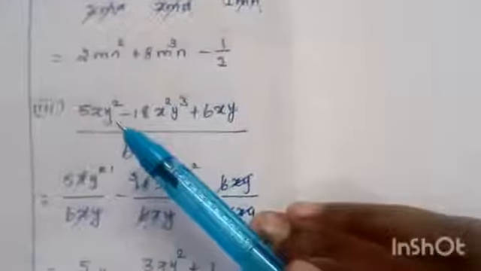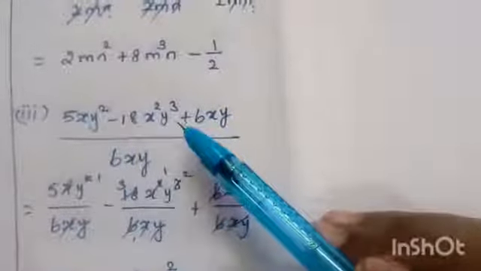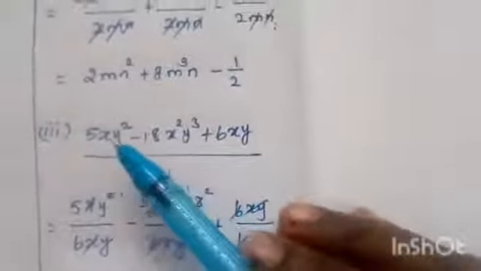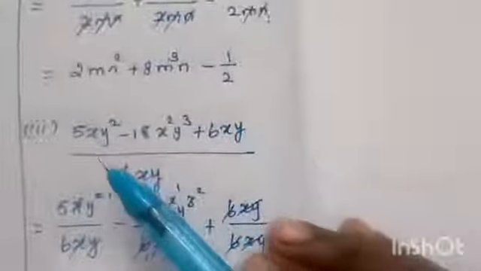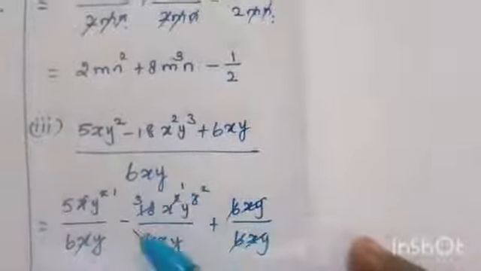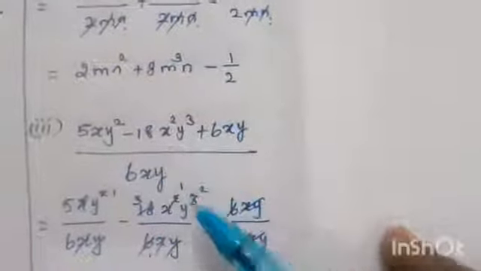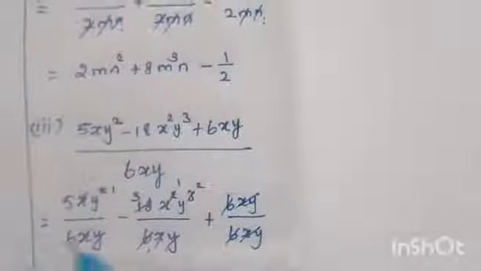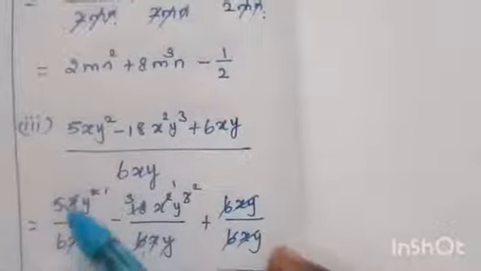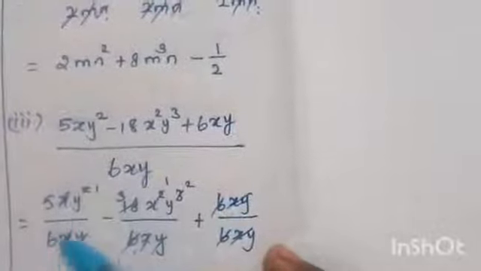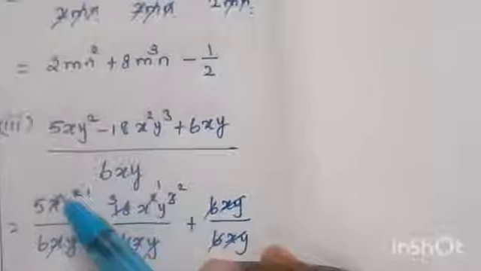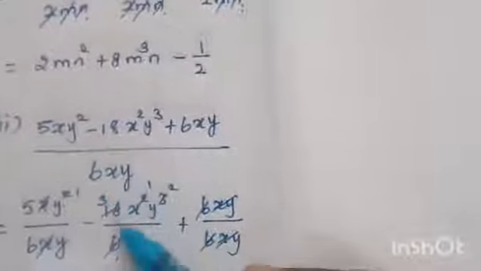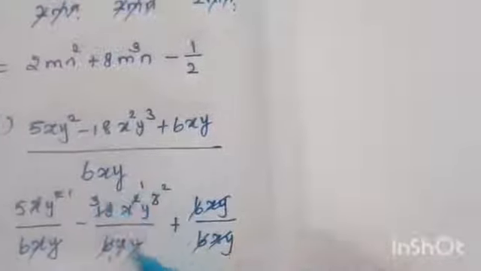The third problem: 5xy square minus 18x square y cube plus 6xy whole divided by 6xy. So you have to separate the terms, that is 5xy square by 6xy minus 18x square y cube by 6xy plus 6xy by 6xy. Cancelling is possible, you have to make cancel. It is 5, it is 6. Cancelling is not possible for the numbers, so variables you have to cancel. x cancel. 1 time y cancel, remaining 1. 1 6 is 6, 3 6 are 18.